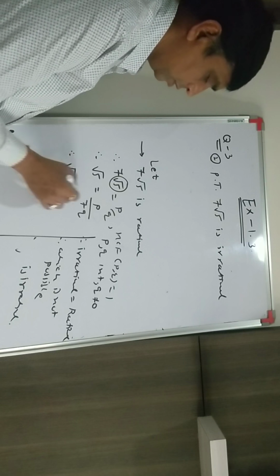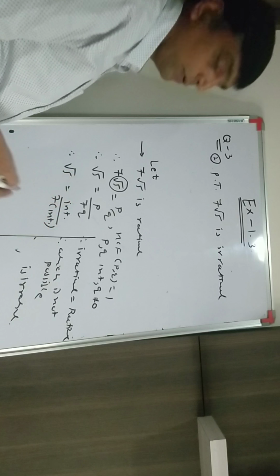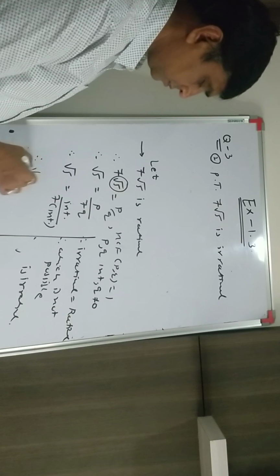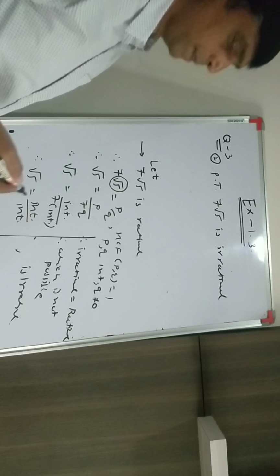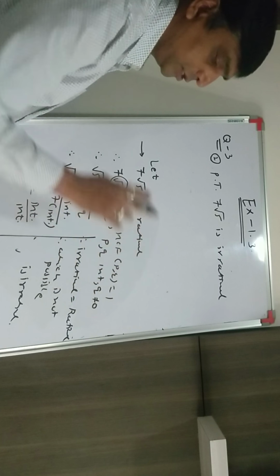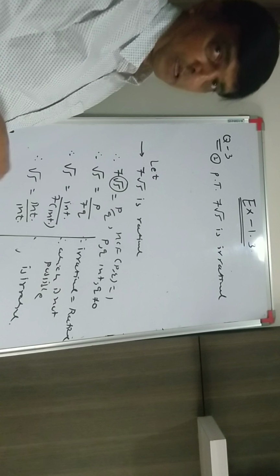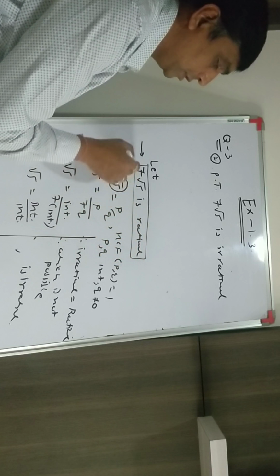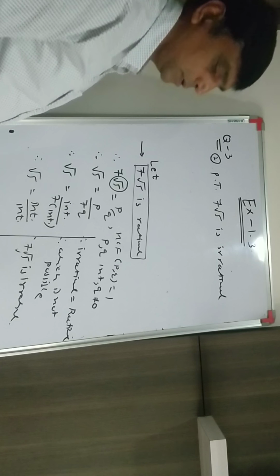Therefore root 5 equals P, that is integer, upon 7Q, that is 7 into integer. Therefore root 5 equals integer upon integer. Root 5 is irrational. Integer by integer is rational. So irrational equals rational, which is not possible. And therefore we can say our supposition that 7 root 5 is rational is wrong. And therefore 7 root 5 is irrational.